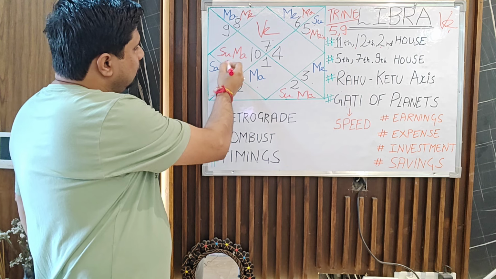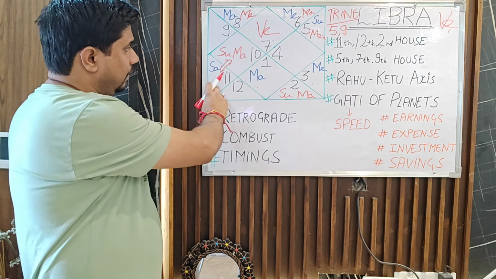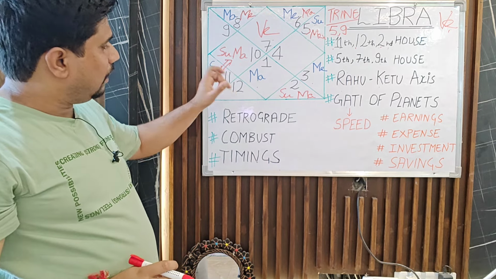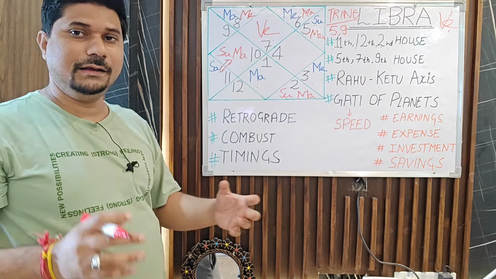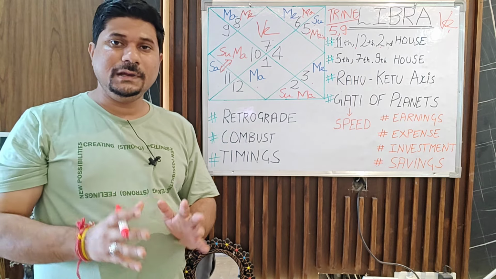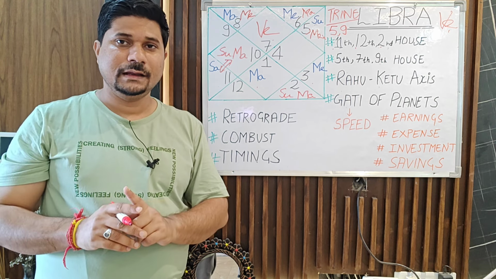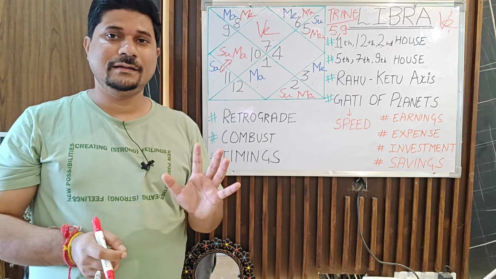Yog Karak simply means Saturn is gaining lordship of one quadrant and one trine house. So whenever the quadrant and trine houses are ruled by one single planet, that graha is acting as a Yog-Karak planet. A Yog-Karak planet simply means that planet is free from any afflictions.